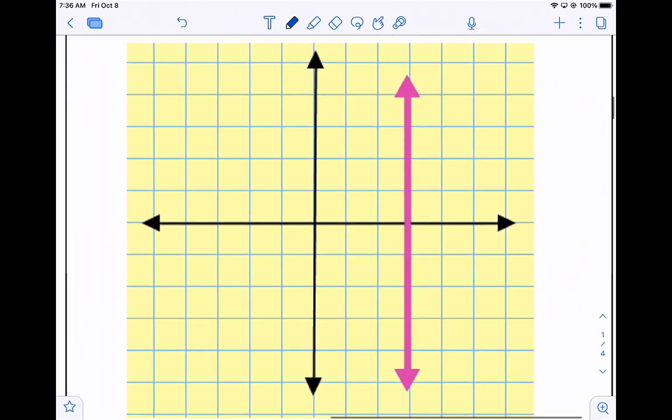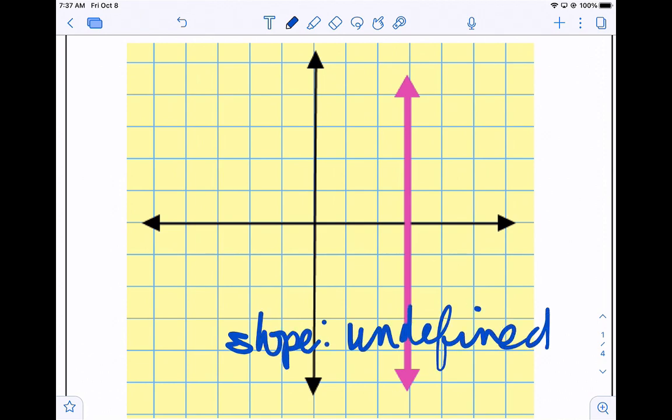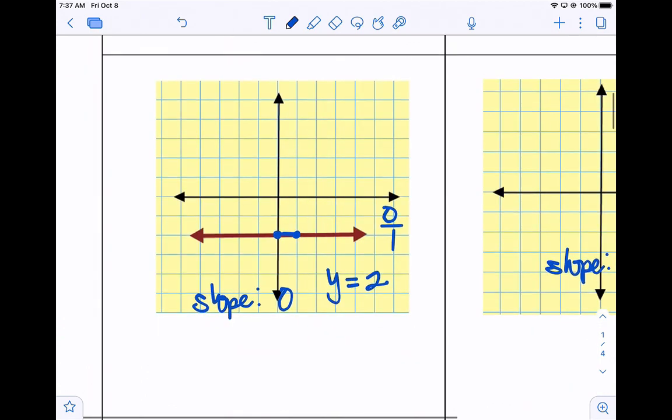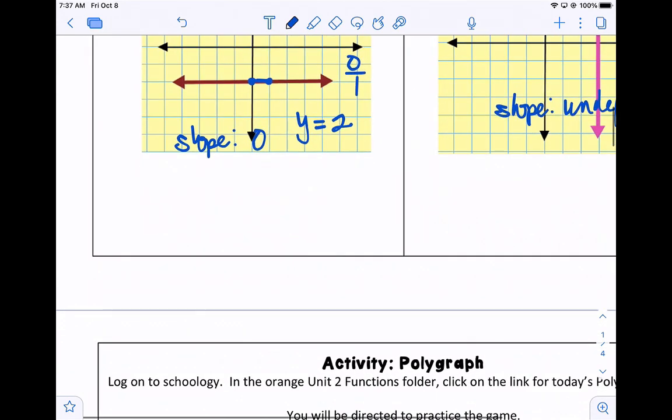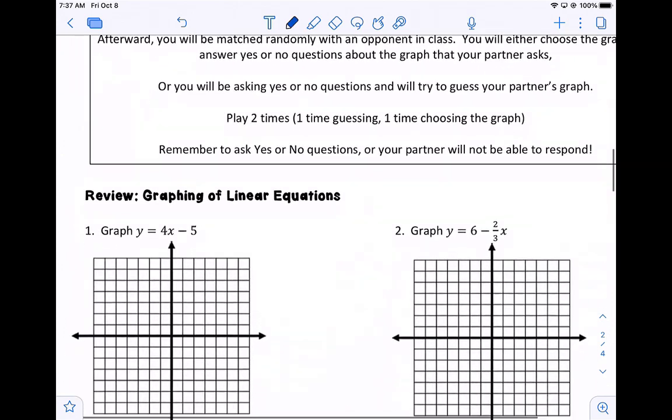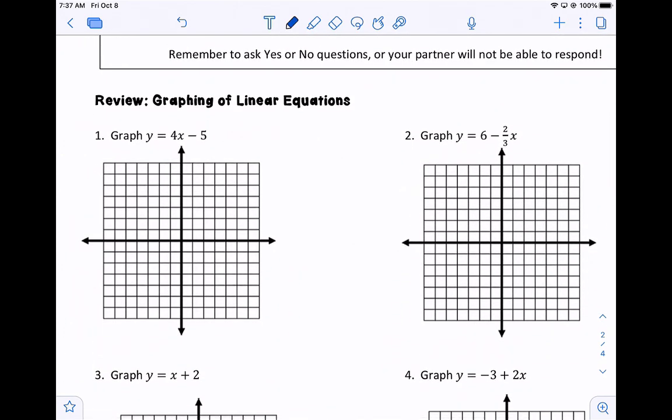And this graph right here, if it's vertical, the slope is undefined. Undefined because it's so steep, just don't know what the slope is. So undefined slope is straight up and down, a slope of 0 is flat. In class, we do play a little warm-up game here called polygraph, where we use some of these terms like positive and negative slope and y-intercept. And then we get to kind of the lesson here, which is, can you graph a line, a linear equation, and can you solve a linear equation?